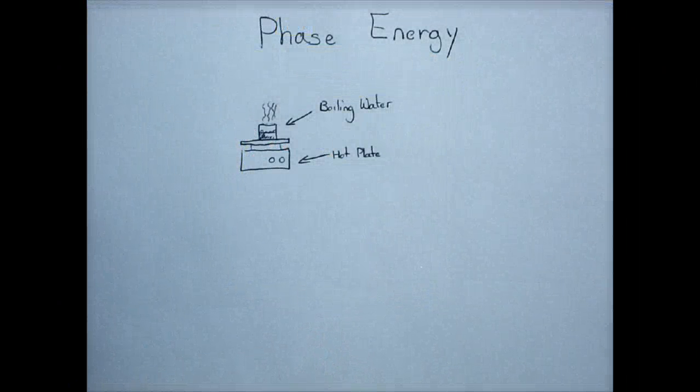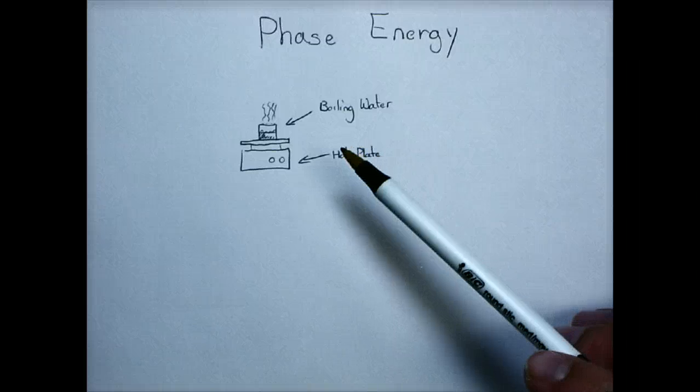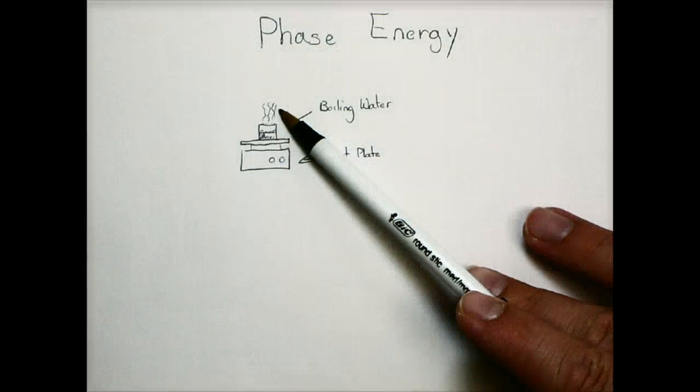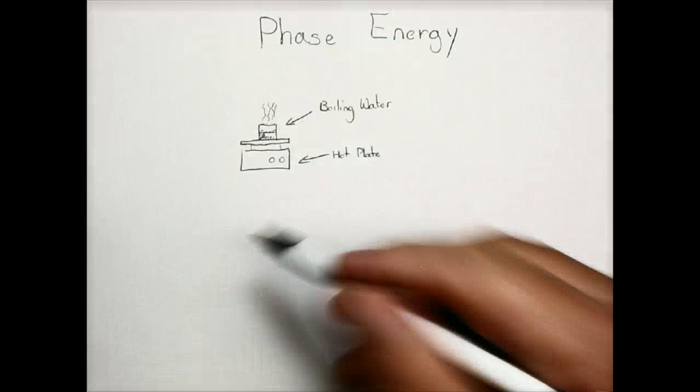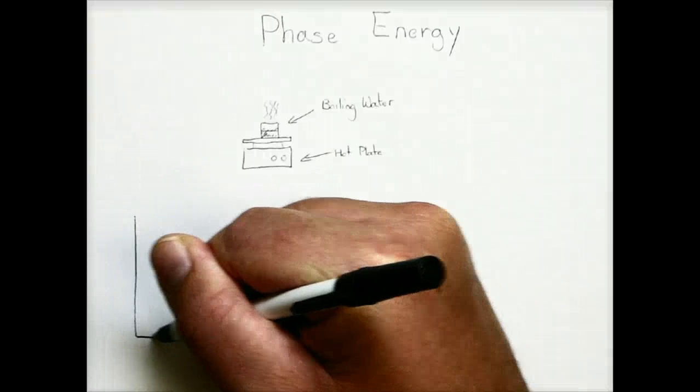So now we're looking to make our LOL diagram of this phase change. So here we've got a hot plate with boiling water on it, and we're going to look at what happens when this changes from a liquid to a gas. So we're going to draw the parts of our LOL diagram.